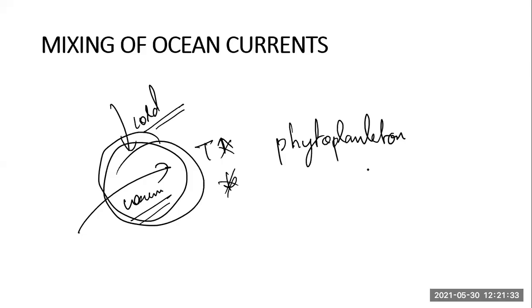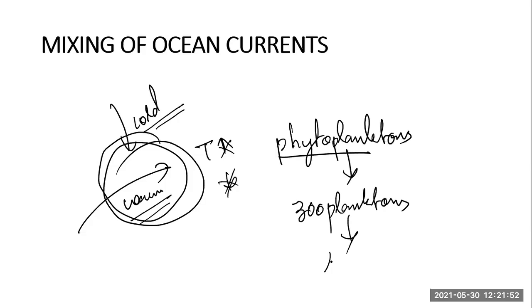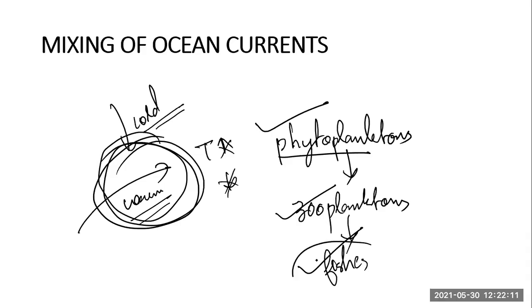Phytoplanktons are microscopic algae-like organisms which can be seen in the ocean, and they are found at the base of the food chain in the ocean. The phytoplanktons are consumed by the zooplanktons found in the sea, and the zooplanktons are consumed by the fishes. This is how the food chain of the oceans basically works. So when you have the mixing of warm and cold ocean currents, it is ideal for the growth of phytoplanktons, which are consumed by the zooplanktons, and the zooplanktons are the food for the fishes.